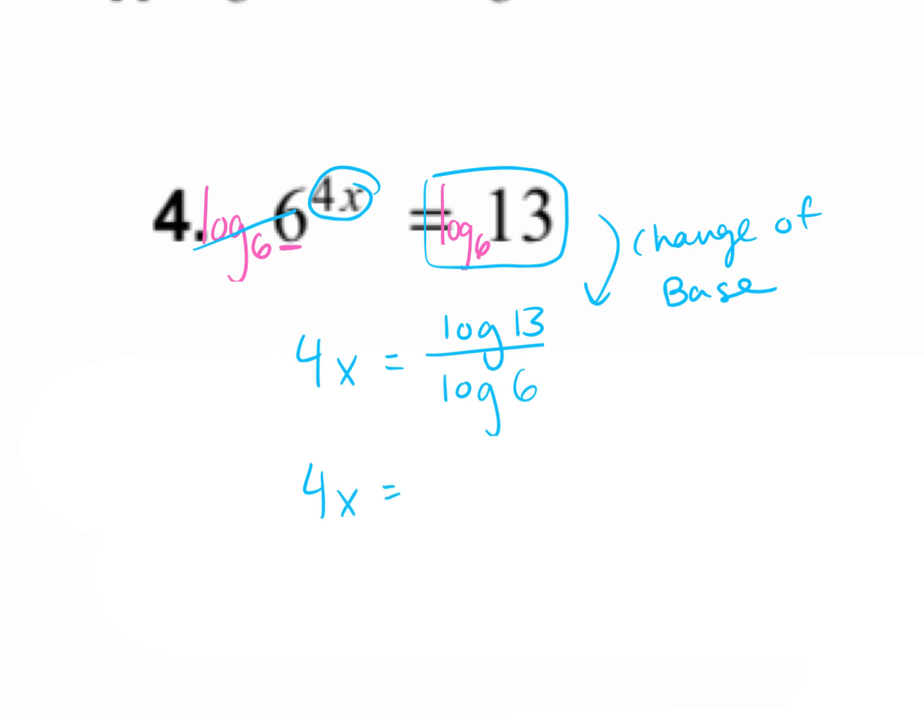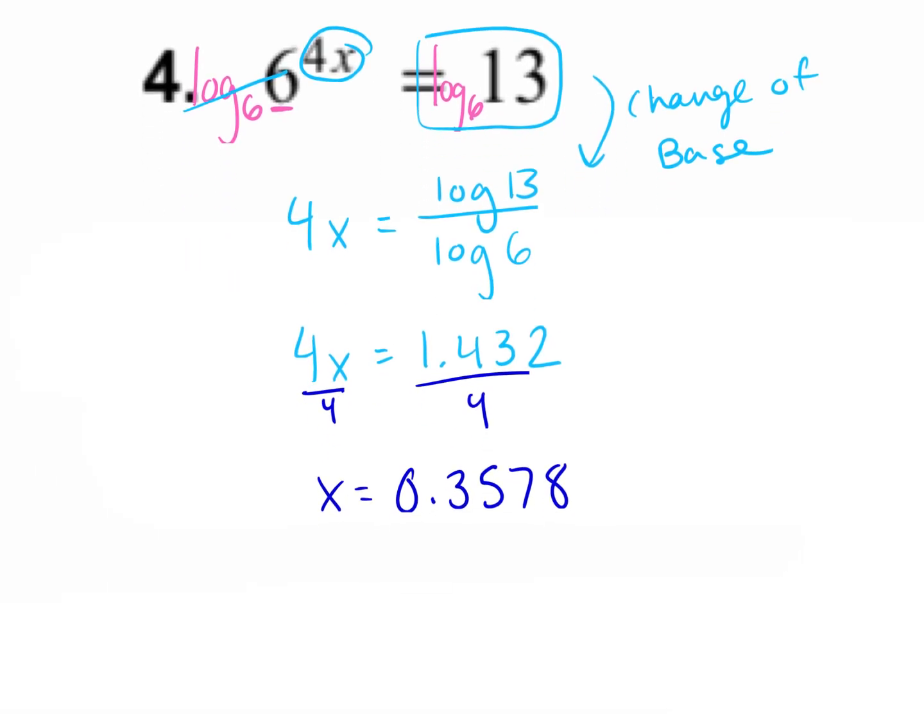We get 4x is equal to 1.432. Keep it in your calculator. That way you don't end up rounding twice. Just keep that number in your calculator. What's the last step that I have to do? Divide by 4. Awesome. So we just click divided by 4 in the calculator. We get 0.3578. That 8, does that mean we round up or keep it the same? Round up. So 0.358.